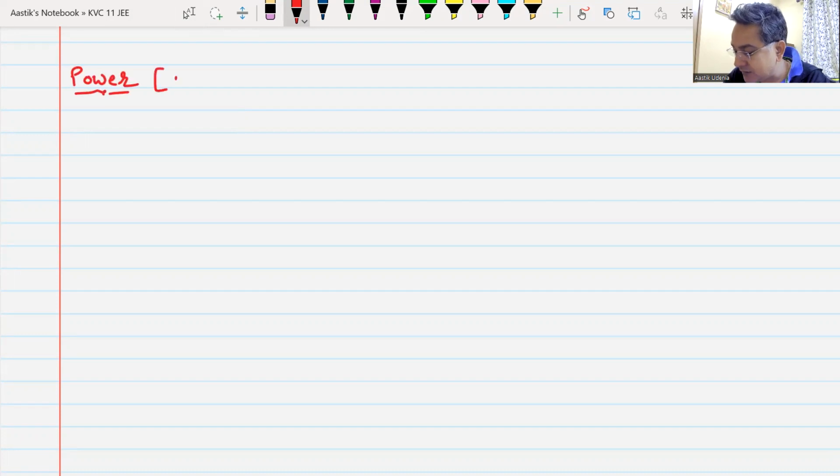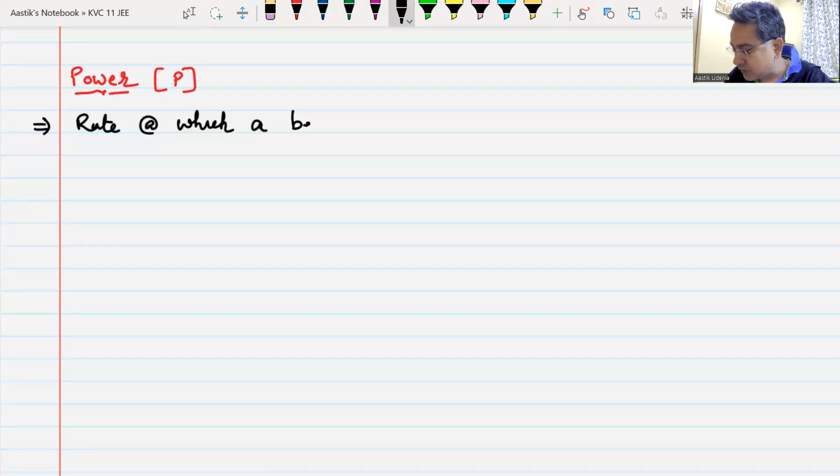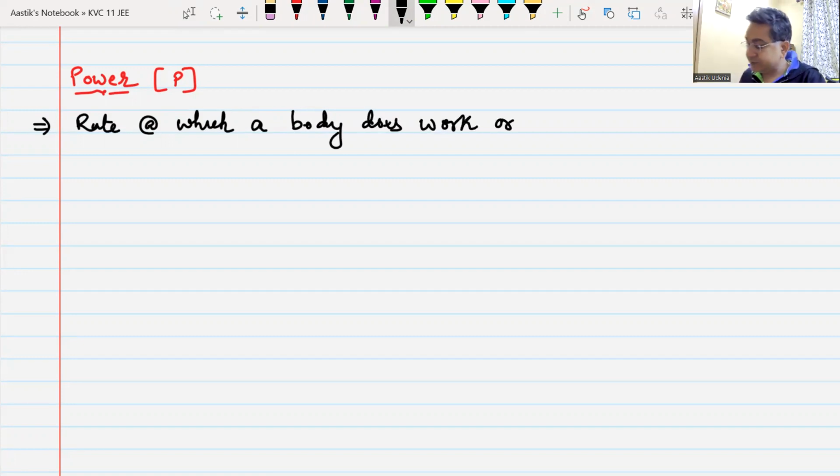Power, denoted by the letter P. What do you mean by power? Rate at which a body does work, work done per unit time, or the rate at which a body can do work or can give energy or consume energy. If a body has energy, the rate at which it is consuming or giving energy is known as power.